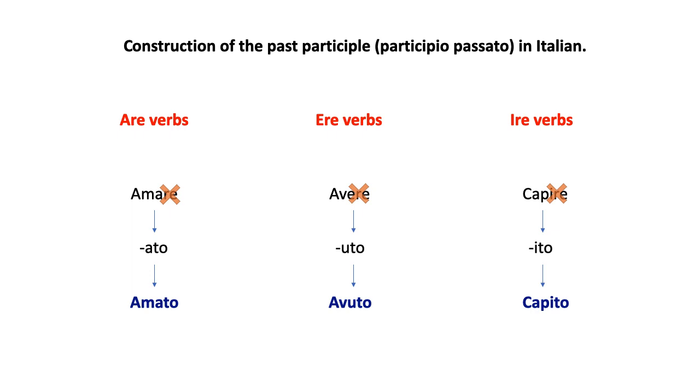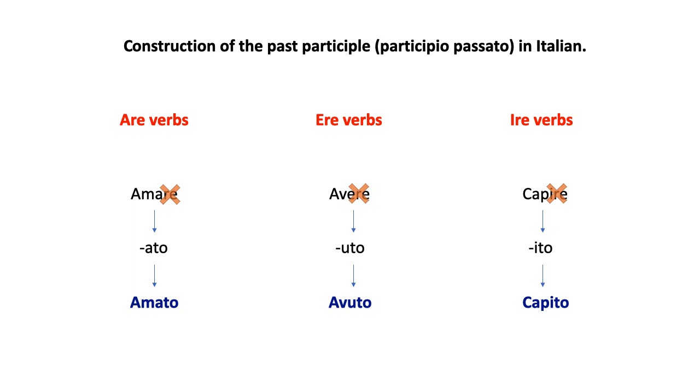Now, what does the past participle mean? It can be translated using the past participle of the English verb. So, amare means to love, amato means loved. Avere means to have, avuto means had. Capire means to understand, capito means understood. Right? The meaning is exactly like the past participle in English, and it has the same functions.